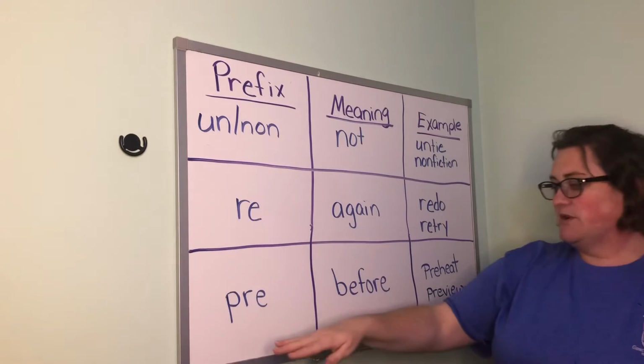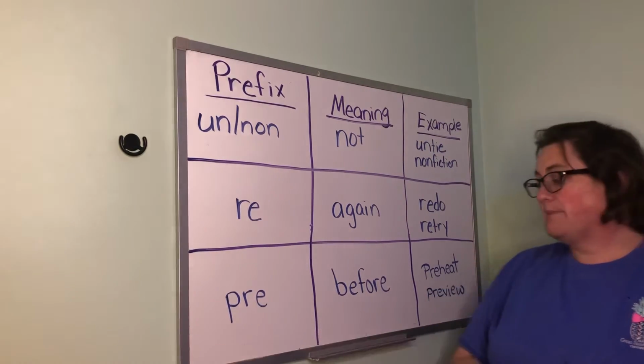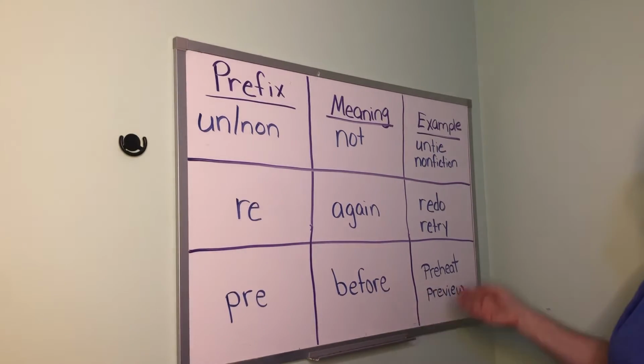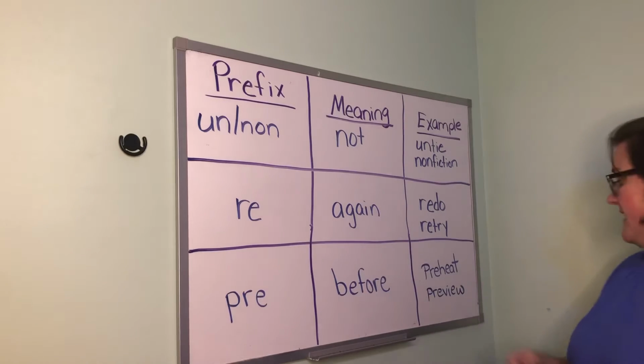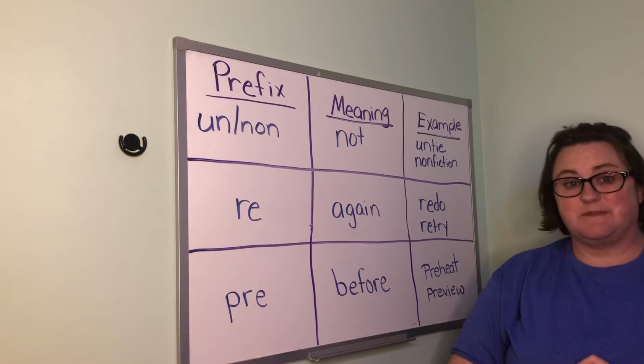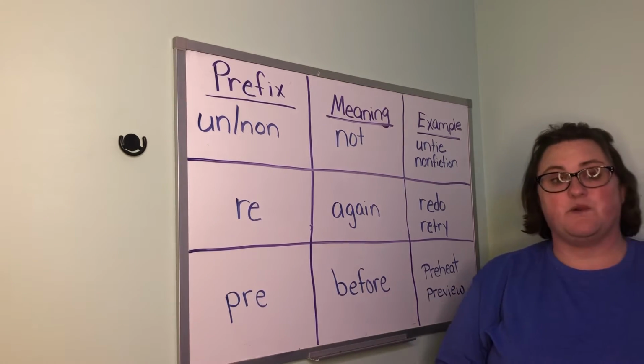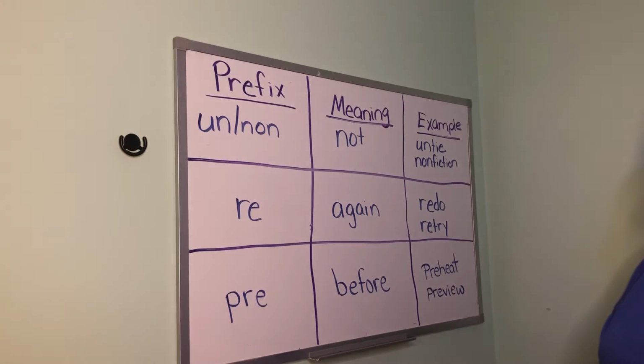Then the last one we're going to work with today is pre. And pre means before, like preheat and preview. I had to preheat the oven before I put the pizza in. And then preview. My teacher asked me to preview the text before we read it. All right, boys and girls, these are your prefixes that you're going to work with today.